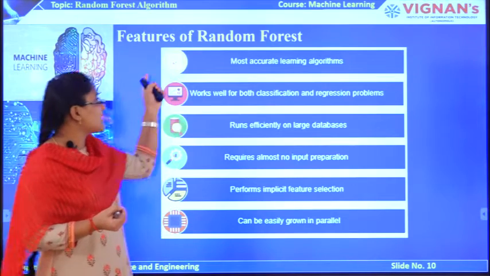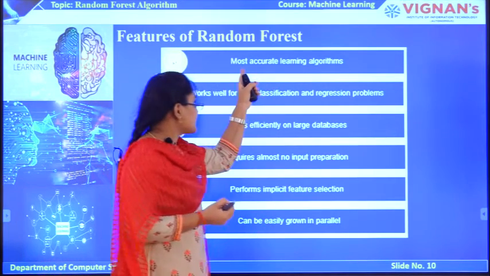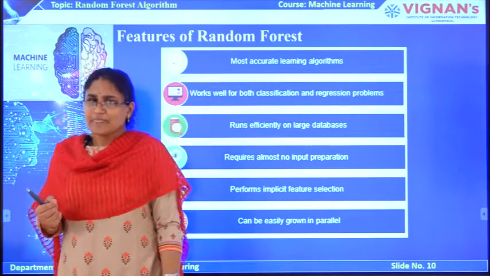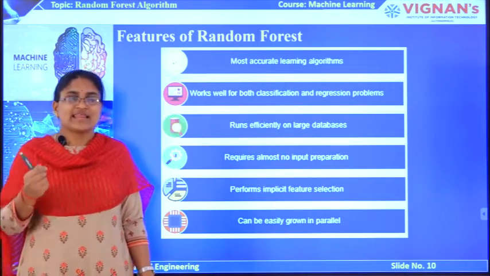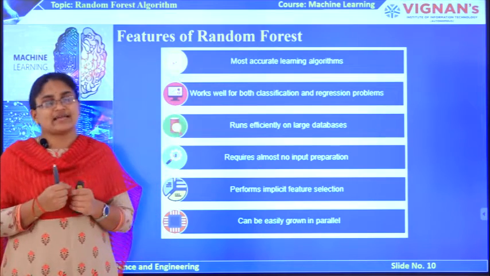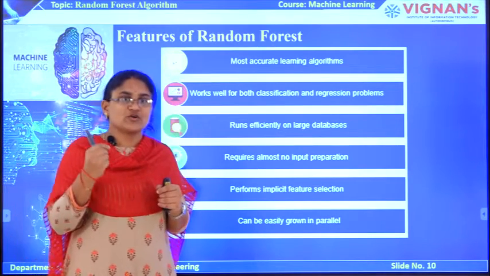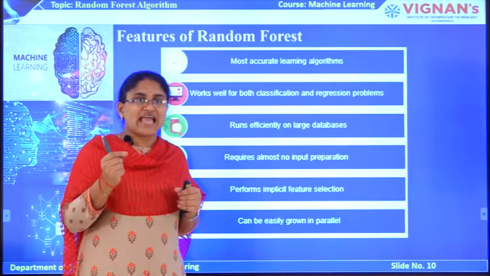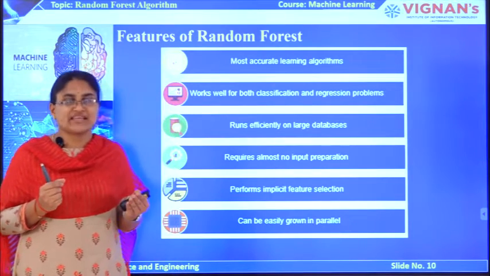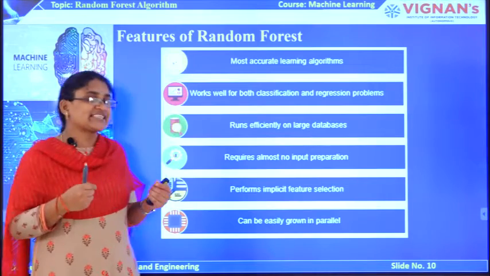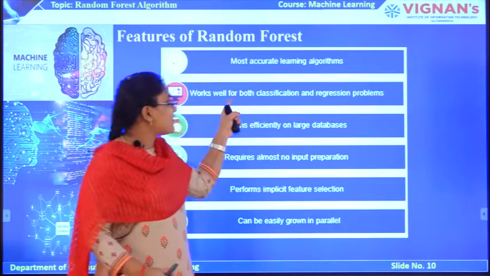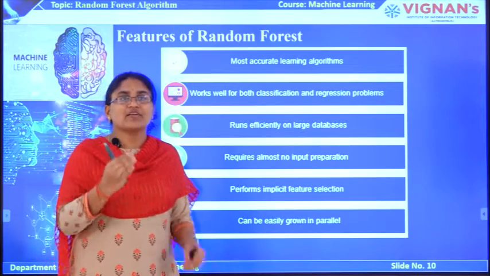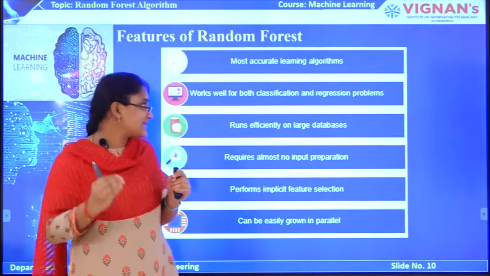The very first feature of the random forest algorithm is that it is the most accurate learning algorithm. Why? Because it reduces the high variance by applying the averaging method. That's why it is the most accurate learning algorithm compared to the remaining algorithms. The next feature is that it works well for both classification and regression problems. This is the only algorithm that works equally for both.